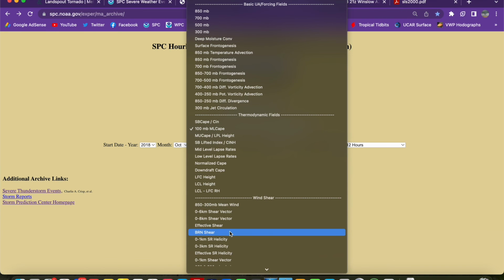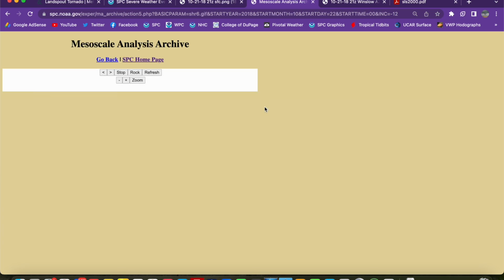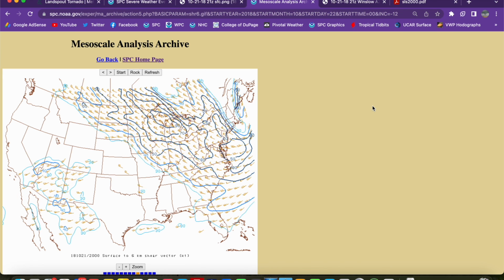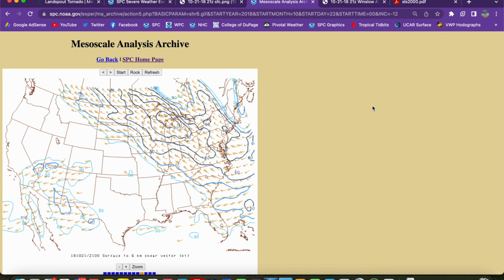Now, deep layer shear was a little bit on the higher side, especially for Arizona standards, but definitely on the margins for supercells. You see there about 30 knots or so across much of northern Arizona. That is a little bit on the low side for robust supercells. You can still get some spinning supercells out of that.